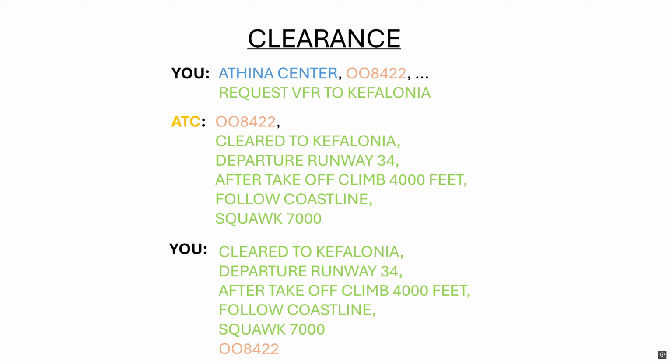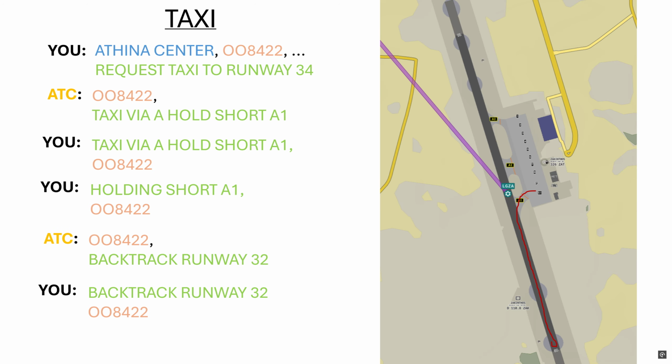After that, you have to say again and repeat what has been said so that they know that you fully understood them. So you would say cleared to Kefalonia, departure runway 34. After takeoff, climb 4,000 feet, follow coastline, squawk 7000, and you append it with your call sign Oscar 8422. Note, this is the most complicated part of the entire flight. For the rest, it's much more simple.